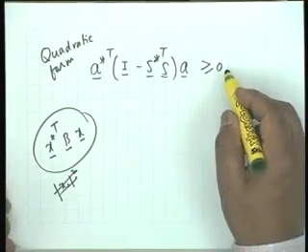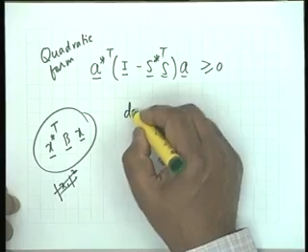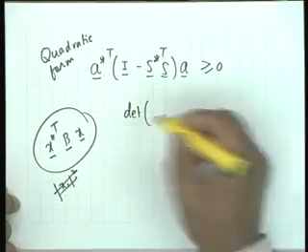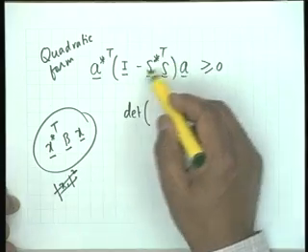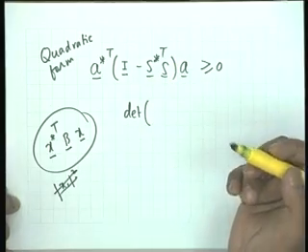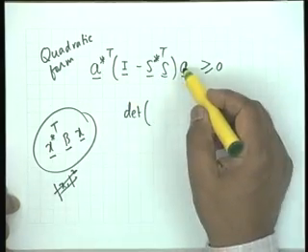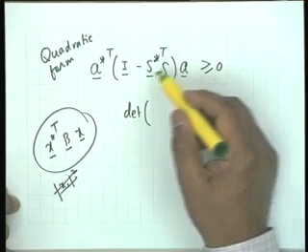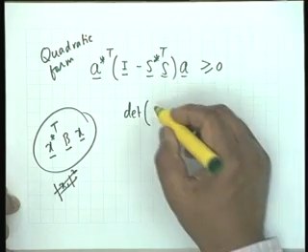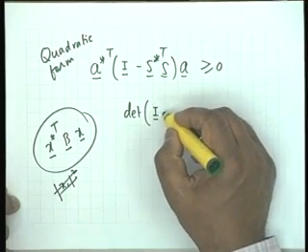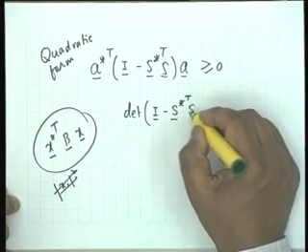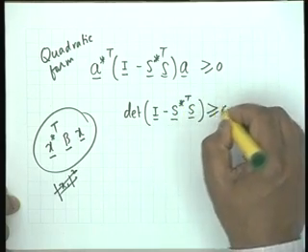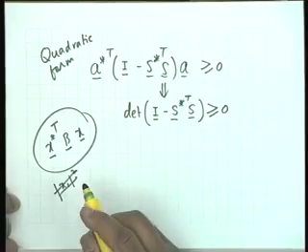If this quadratic form is to be greater than or equal to 0, then the necessary and sufficient condition is that for the coefficient matrix, this is the coefficient matrix I minus S star transpose S, and these are the variable matrices A and A star, the coefficient matrix must have a determinant which is non-negative. Okay, this is the condition.